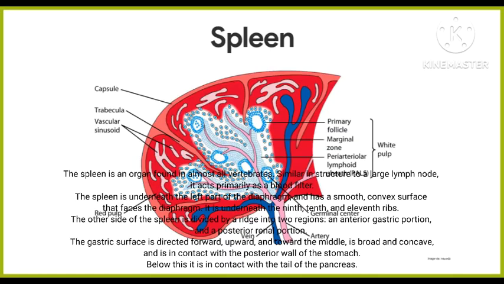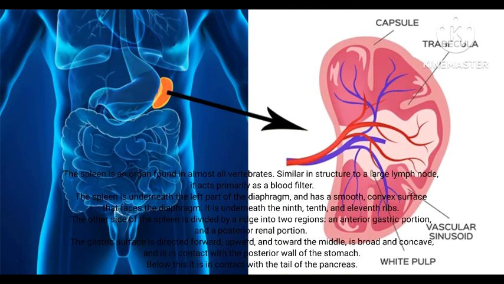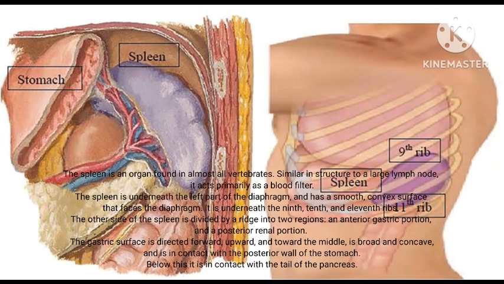The spleen is an organ found in almost all vertebrates. Similar in structure to a large lymph node, it acts primarily as a blood filter. The spleen is underneath the left part of the diaphragm and has a smooth, convex surface that faces the diaphragm. It is underneath the 9th, 10th, and 11th ribs.